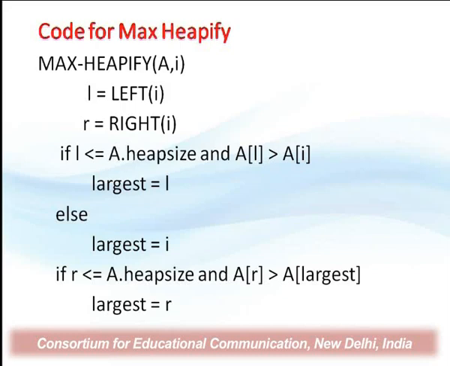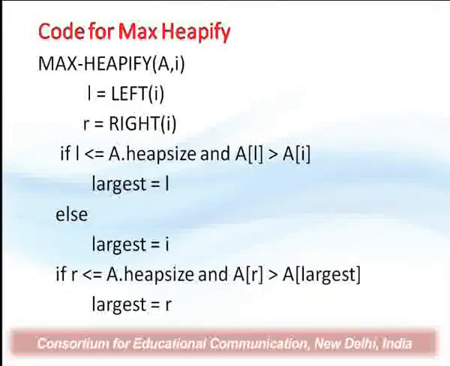So this left of I and right of I are actually nothing but functions in which the formulas for calculating the index of the left child and the index of the right child are encoded. So L has the left child index of I, R is the right child index of I. Now if L is less than A dot heap size and A of L is greater than A of I, largest is L, else largest is I. What does this code actually mean?